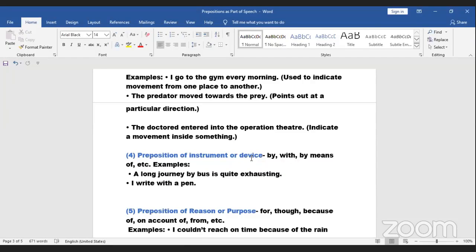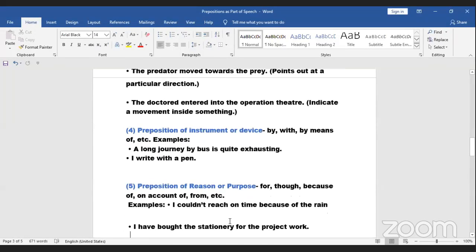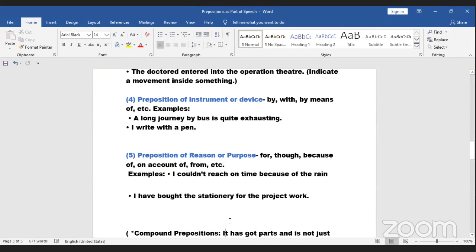By means of what? I write with a pen. With, that is by means of what? A pen. I write with a pen. So that is preposition of instrument or device. By, with, by means of, all these things are prepositions of instrument or device. Now preposition of reason or purpose.